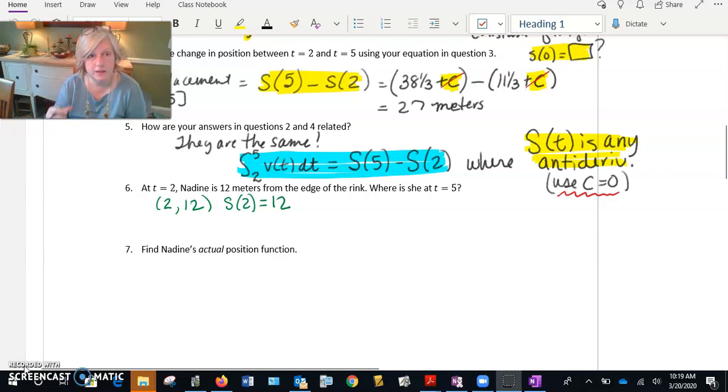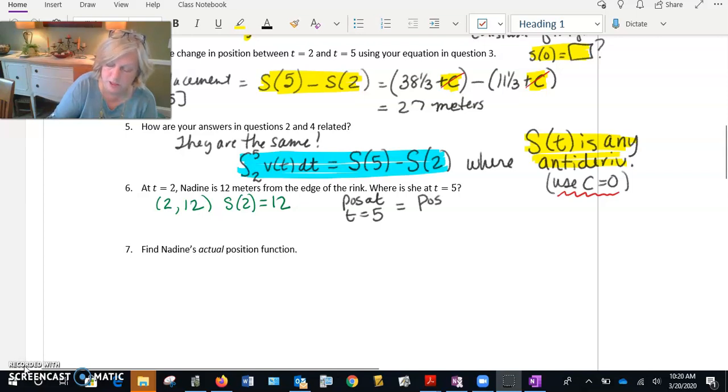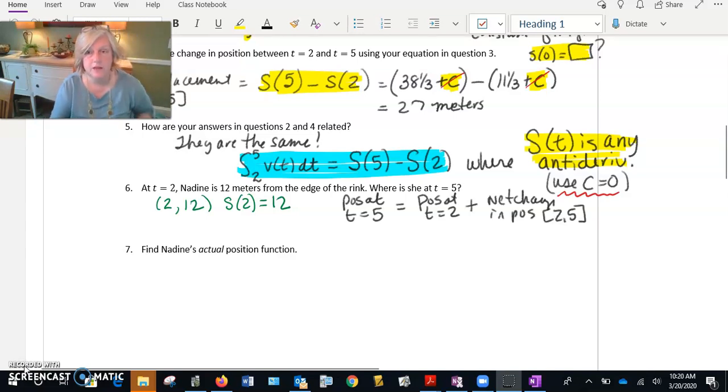But when we look at this, the idea from the fundamental theorem of calculus is going to be that where you are, your position at t equal to 5, which is what we're trying to find, is going to equal the position at t equal to 2 plus your net change in position, also known as your displacement, from 2 to 5. So those are going to be the ideas that we're looking at here.